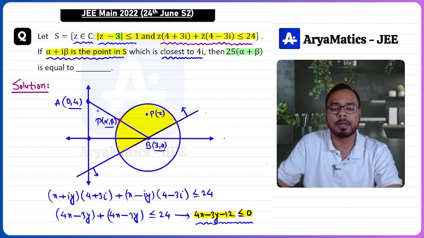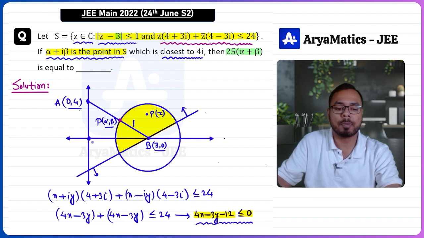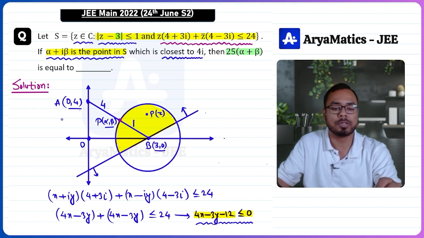But another easier method will be that you can use section formula. For the circle, the radius is 1 unit, so this length PB is 1, and also this length AB, that will be root over 3 square plus 4 square, that is 5 unit. So that means AP will be 4 unit. So now P is a point which is dividing AB internally in ratio 4:1.